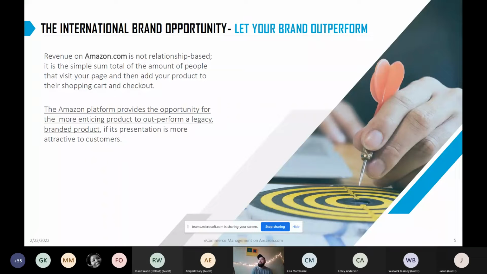Doesn't make a difference how long they've been on the market. Doesn't make a difference who they know. You can outsell a competitive toothpaste that may have been selling in the United States for the last 50 years, simply because your product page is more persuasive for a customer to add it to cart than their product page. And that's a massive opportunity, obviously, for anybody entering the market, because that just comes down to the question of how great is your product and how well do you display it.